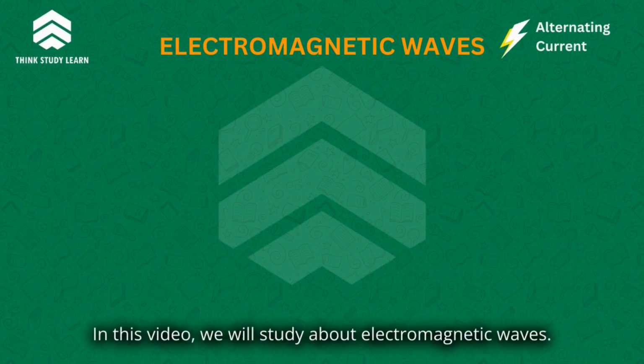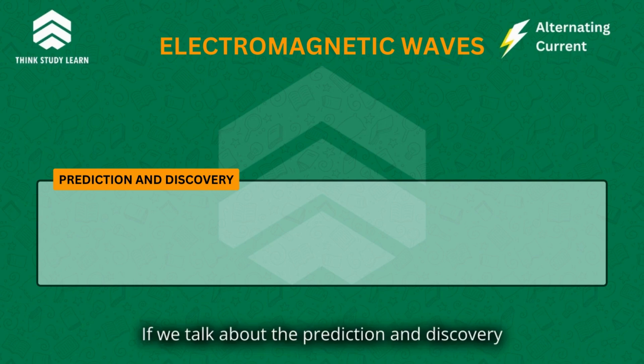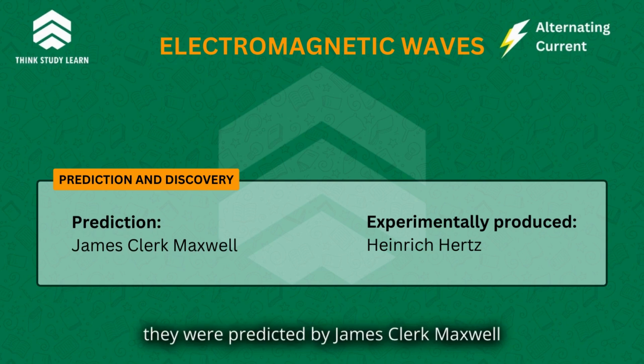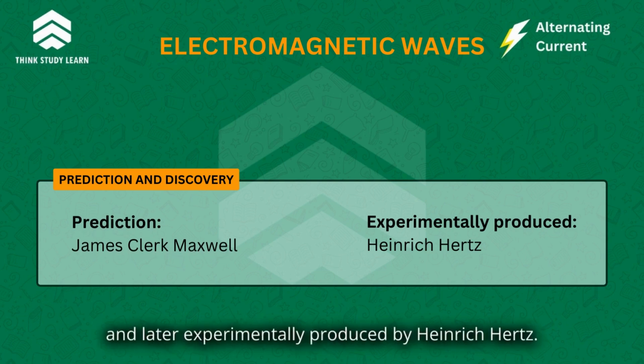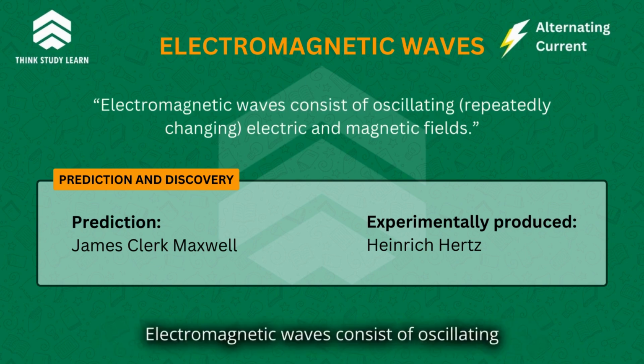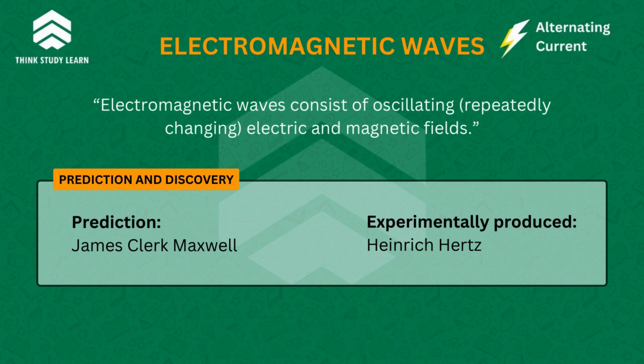In this video, we will study electromagnetic waves. If we talk about the prediction and discovery of electromagnetic waves, they were predicted by James Clerk Maxwell and later experimentally produced by Heinrich Hertz. Electromagnetic waves consist of oscillating electric and magnetic fields.